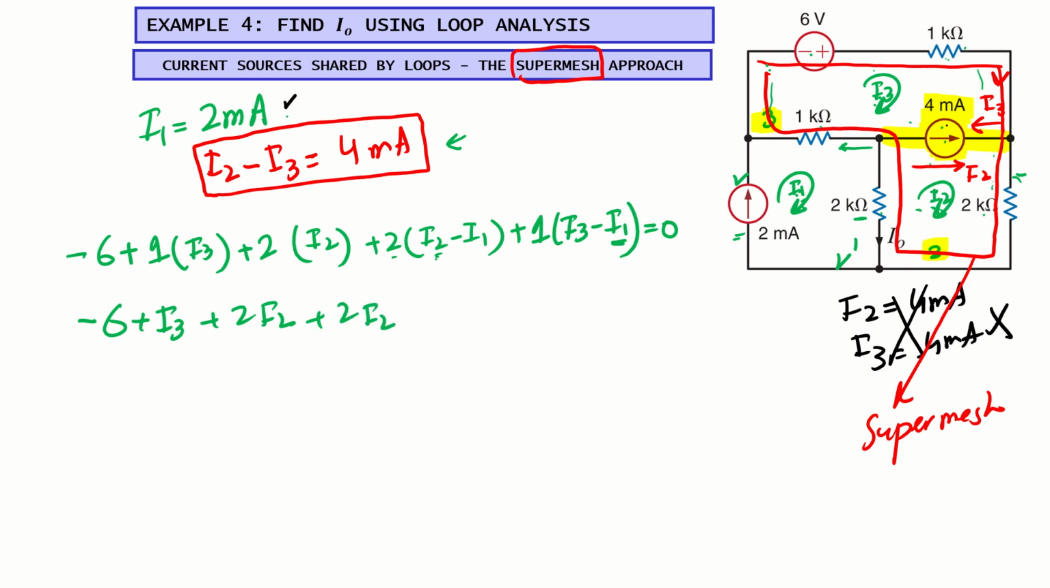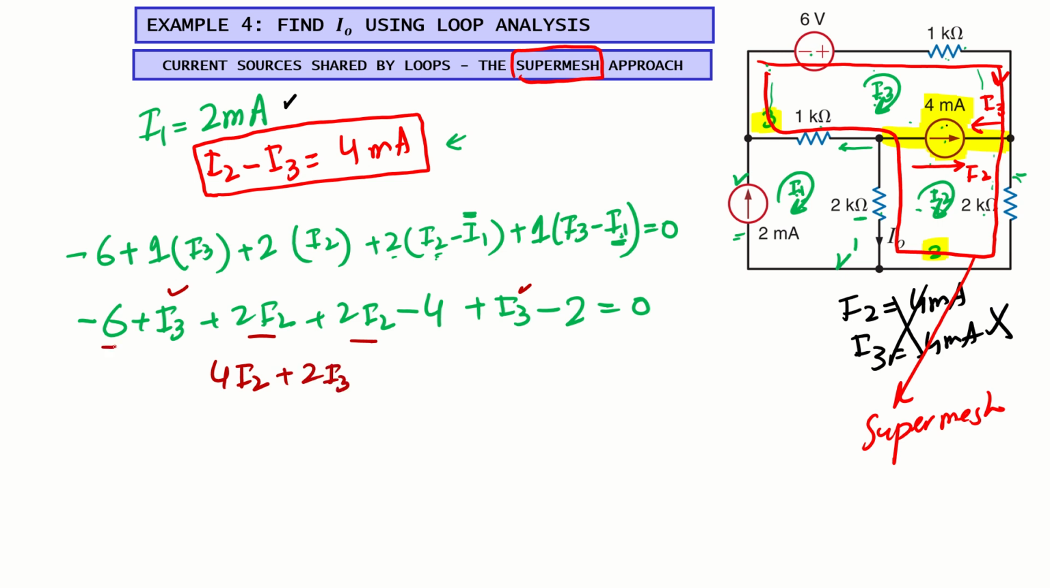Okay, so what is the value of I1? 2 milliampere. So I can put that here. So 2 times 2 minus 4, then plus I3 minus I1. Again, minus I1 is minus 2, equal to 0. So we have 2 I2 and 2 I2, so that will be 4 times I2. Then I have this I3 and this I3, so that will be 2 times I3.